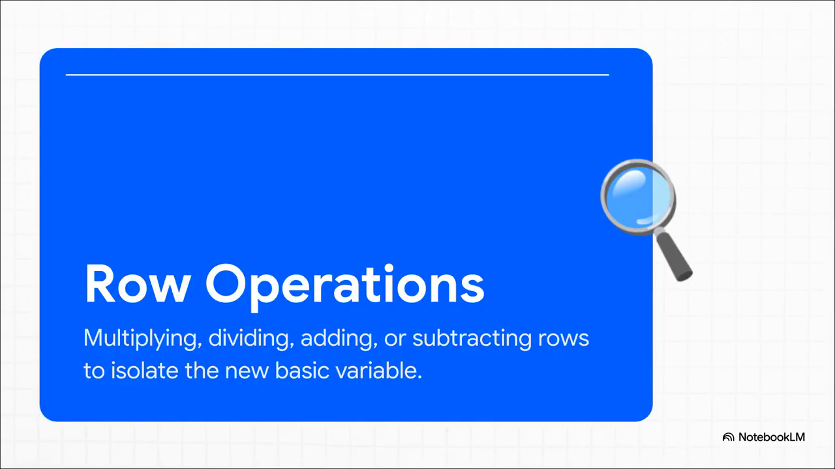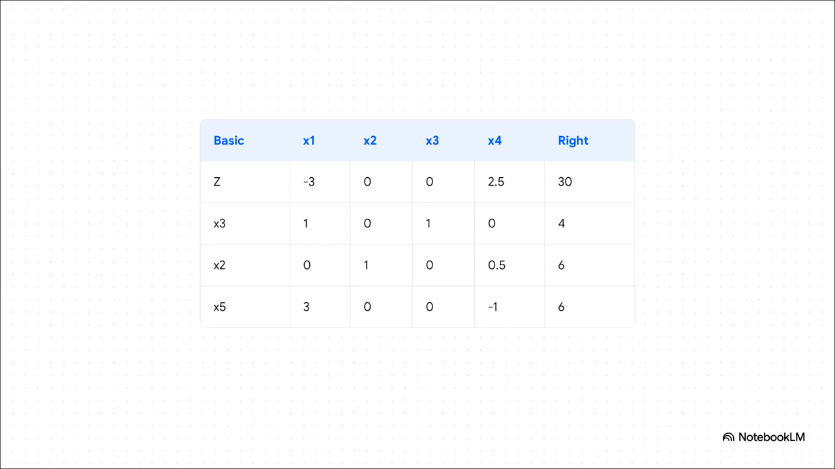Once you've successfully identified your entering column and your leaving row, their intersection gives you your pivot number. Now you perform elementary algebraic row operations, which is essentially just Gauss-Jordan elimination. Your goal here is to force your entering variable to have a coefficient of exactly 1 in that specific row, and 0 in every single other row above and below it. After doing the algebra, your brand new tableau emerges.